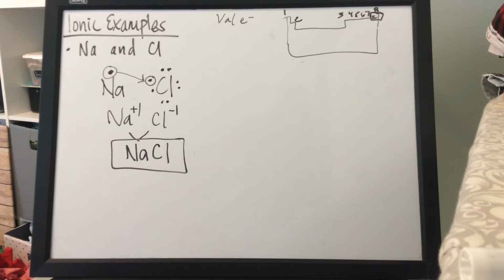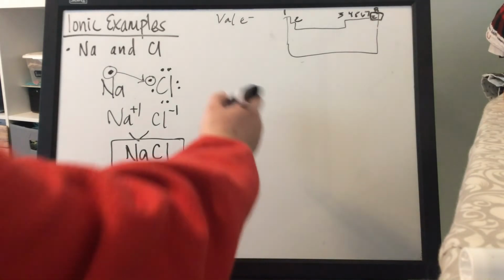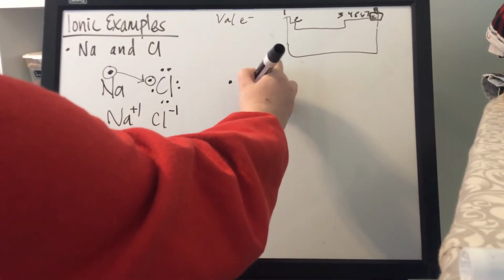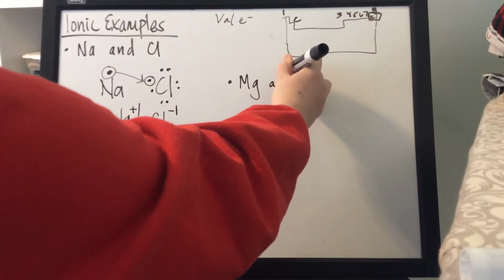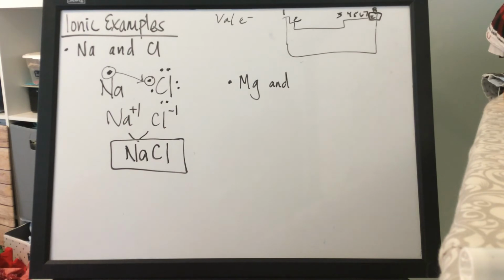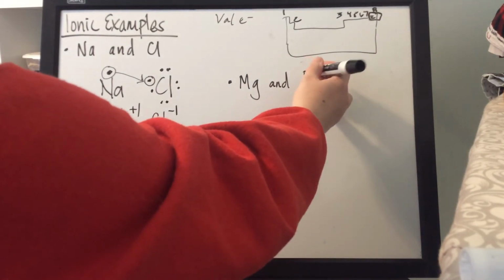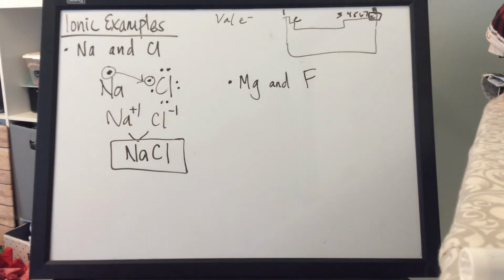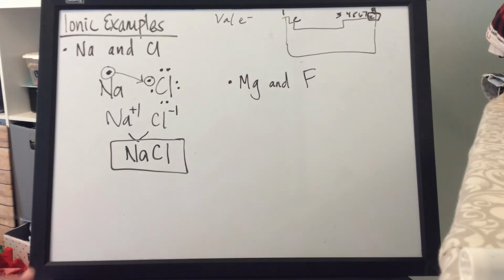So, let's do another example. Let's do a second example: what about the bonding between magnesium and fluorine? My first thought here is, could this possibly be ionic? Remember, to be ionic, we have to have a metal and a non-metal. Could it possibly be ionic? Absolutely. Magnesium is a metal, fluorine is a non-metal. So, we're going to see if this works.